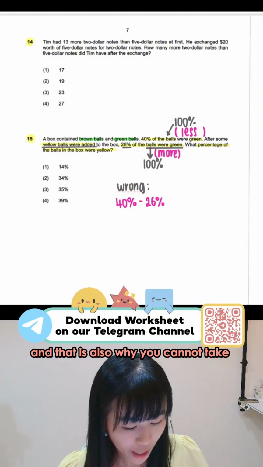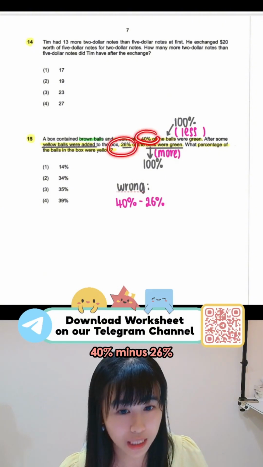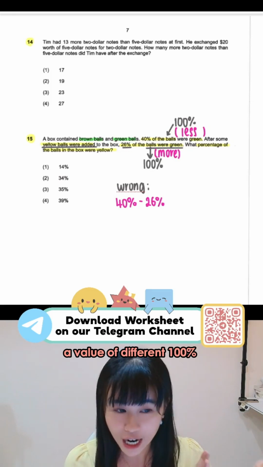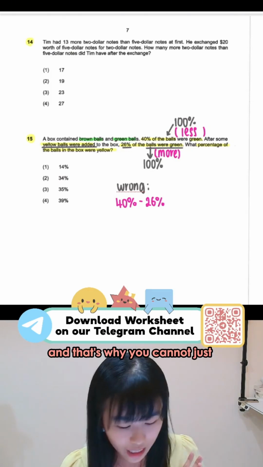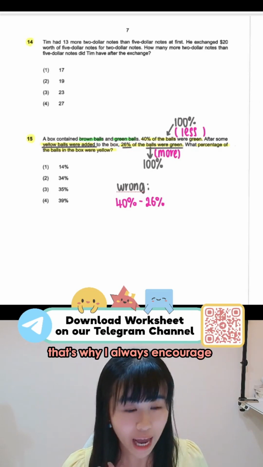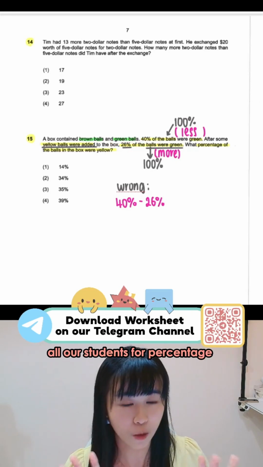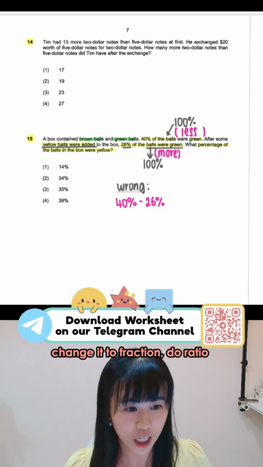And that is also why you cannot take 40% minus 26%. Because they come from a value of different 100%, their 1% is different. And that's why you cannot just minus like this. That's why I always encourage all our students, for percentage, change it to fraction, do ratio.